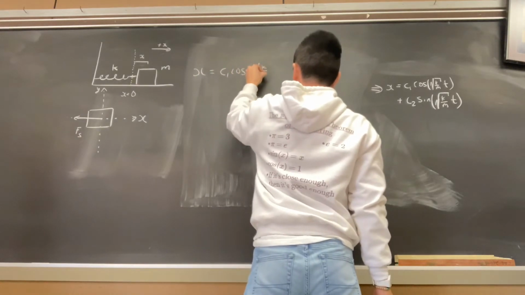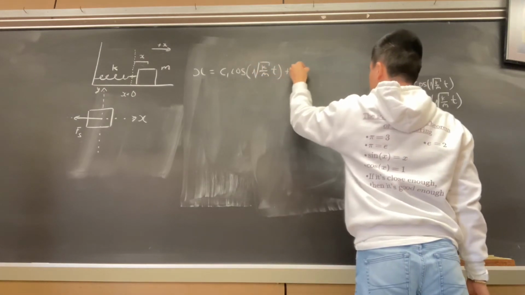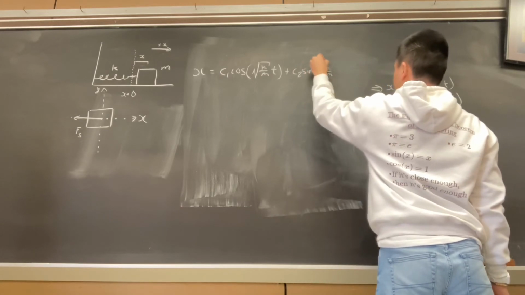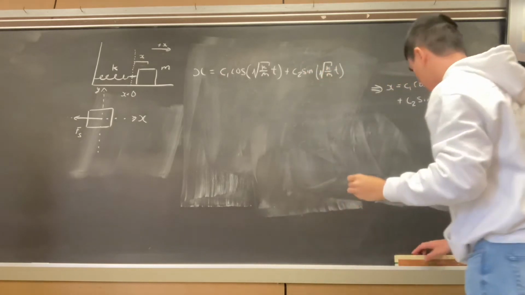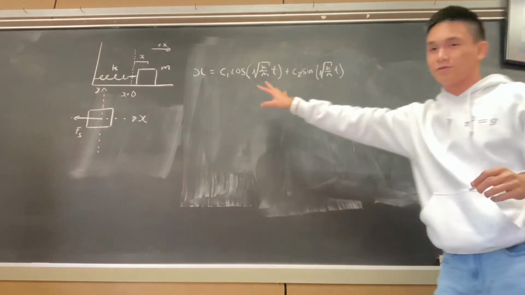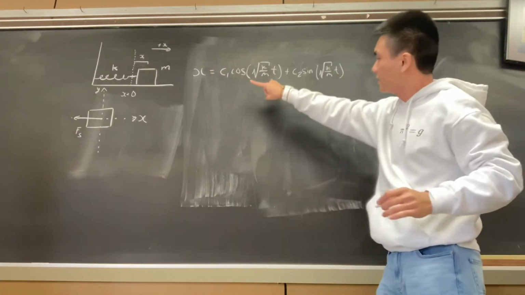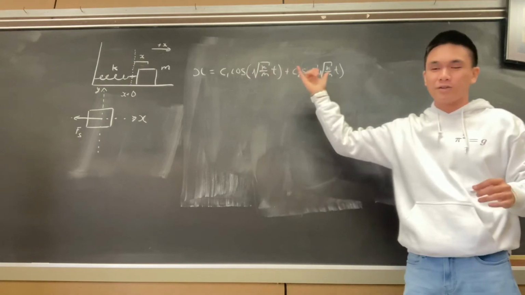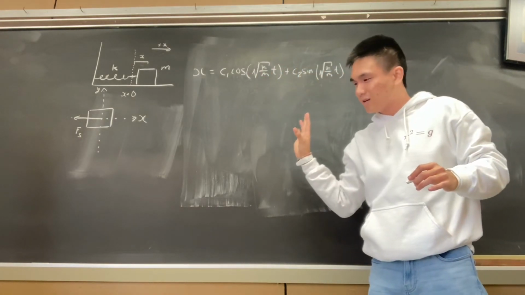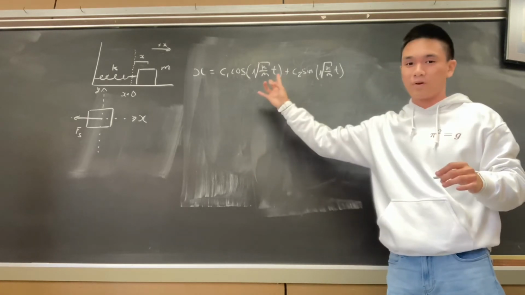Square root K over M T plus C2 sine square root K over M times T. Okay, so this is not the standard form you're used to seeing if you're taking a physics class. So here's what I'm gonna propose: instead of having a cosine and a sine term, I'm gonna have just one of them, and then I'm gonna have some little thing inside the cosine which makes it true.